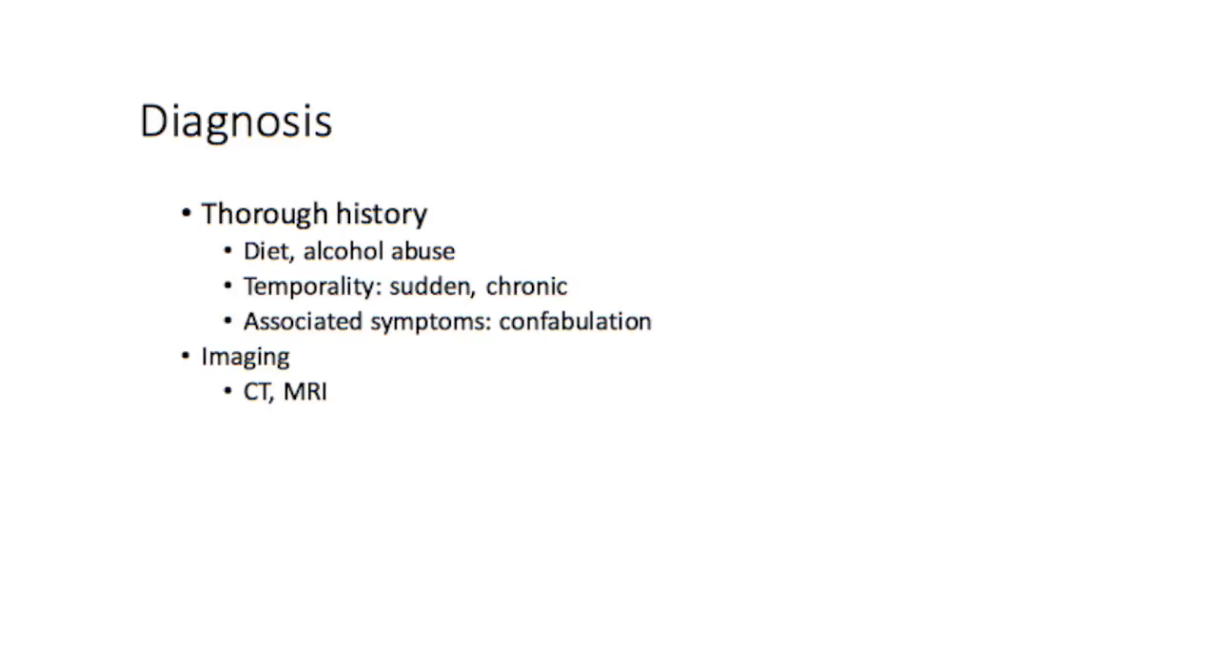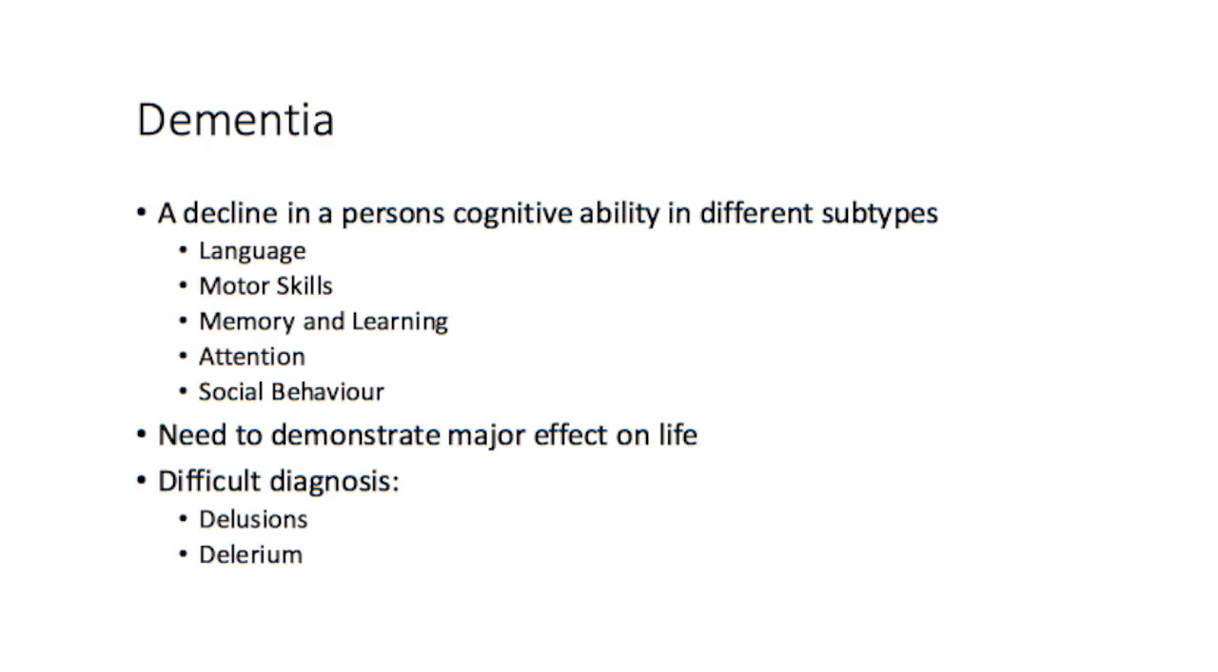Laboratory tests generally are not very helpful unless you do a lumbar puncture to look for prions inside the CSF, but otherwise imaging could also be performed to identify vascular causes or degeneration of certain brain structures such as in Huntington's. Finally, to wrap this episode up, I'll talk very briefly about dementia.